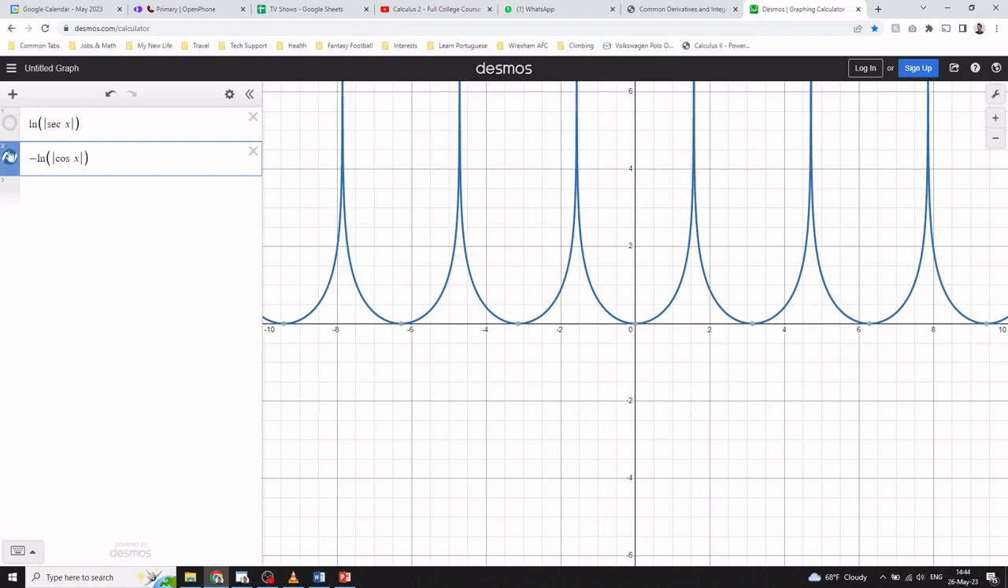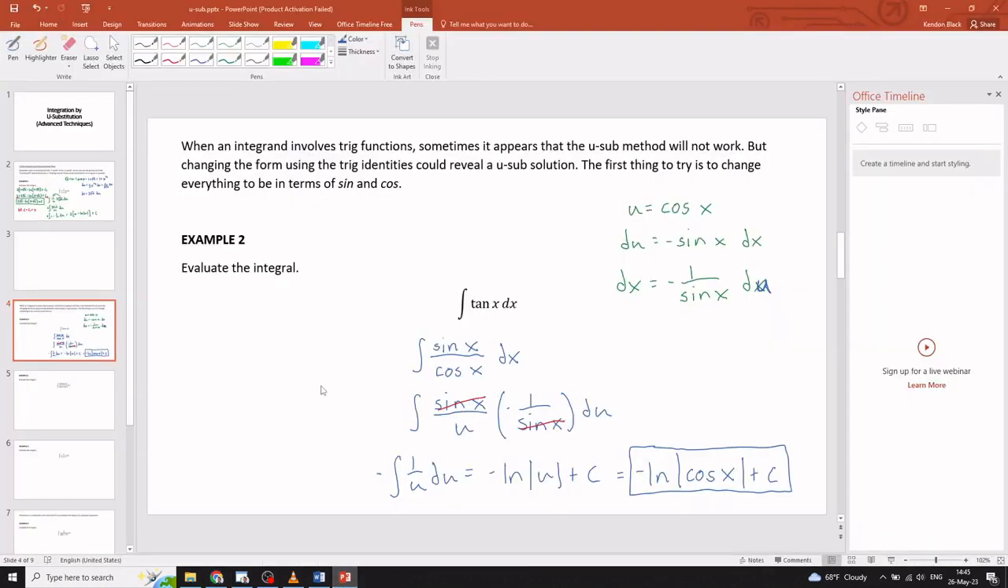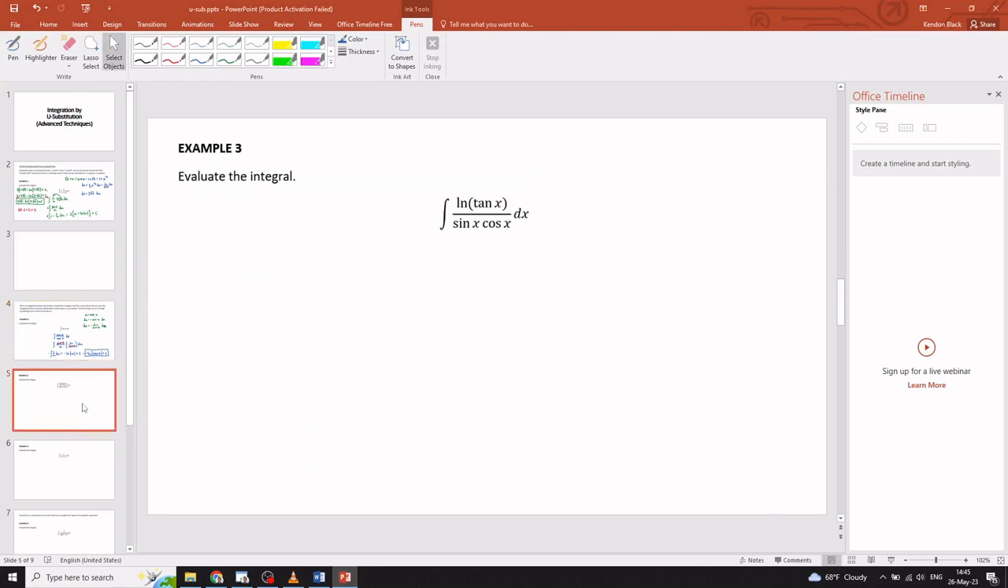And yes, right? Let's see. Yeah, so it's the exact same function. There's just some kind of trig identity you can use to convert this into this. But the point is we have the correct answer, so we're good to go. Okay, let's go to the next example.